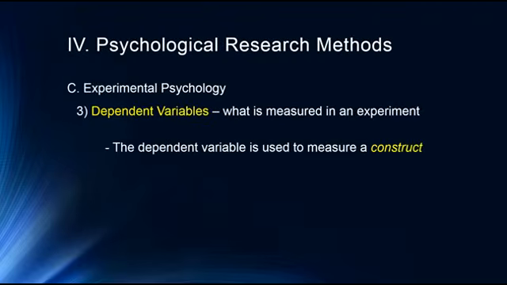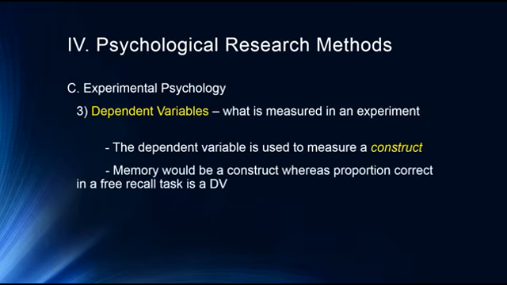Dependent variables are what we measure in an experiment, and again, this can be a myriad of different kinds of measures. So a dependent variable is used to measure a construct, and this is a really important distinction to try to understand. So a dependent variable measures a construct. So a construct might be memory. So we want to measure somebody's memory. That would be a construct, whereas proportion correct in a free recall task would be a dependent variable. So we're measuring memory by using that free recall task.